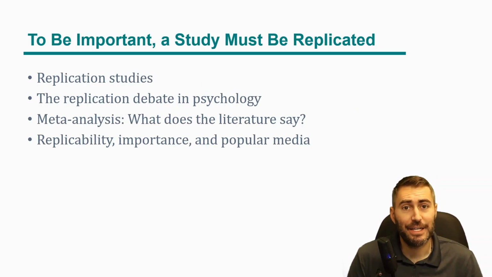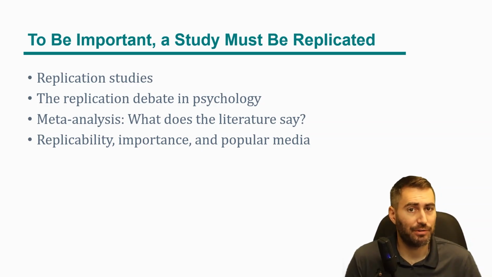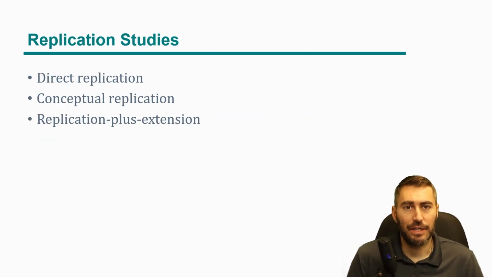Here we see the organization for the first section of the chapter. We'll discuss some replication studies, how replication is debated in psychology, what a meta-analysis is and how it applies to replication, and how replication is viewed and discussed in other forms of popular media. Remember, reproducible does not mean that the study could hypothetically be replicated, but rather that the results have been repeated. So in a replication study, a researcher simply performs the study again.